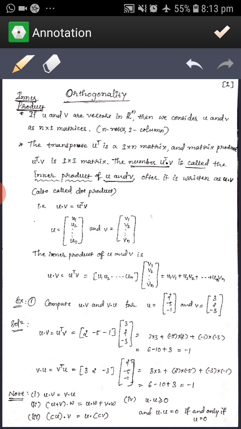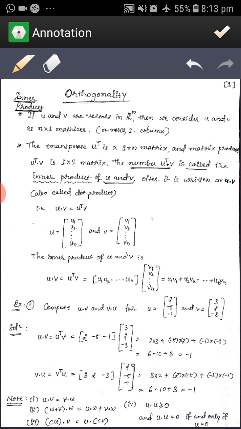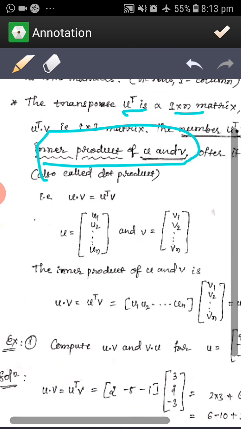Now we will see this with examples. Here, u is a vector of n cross 1, its transpose is 1 cross n, and there is one more vector v. The product of that is what we call the inner product of u and v, which we can represent as u dot v.